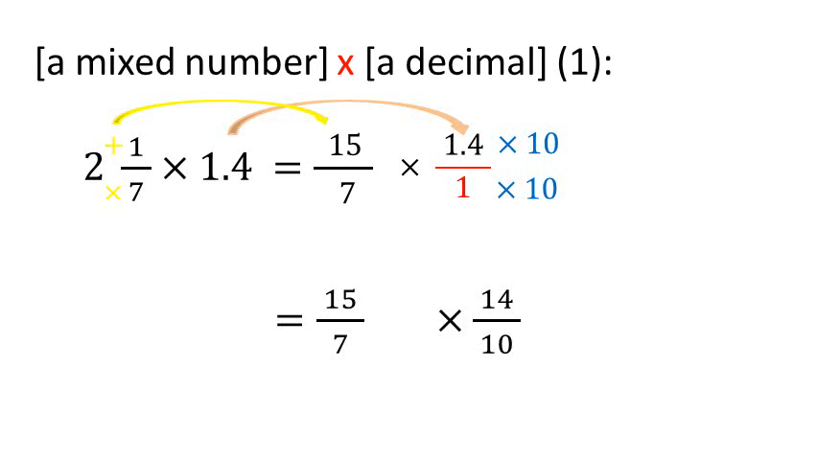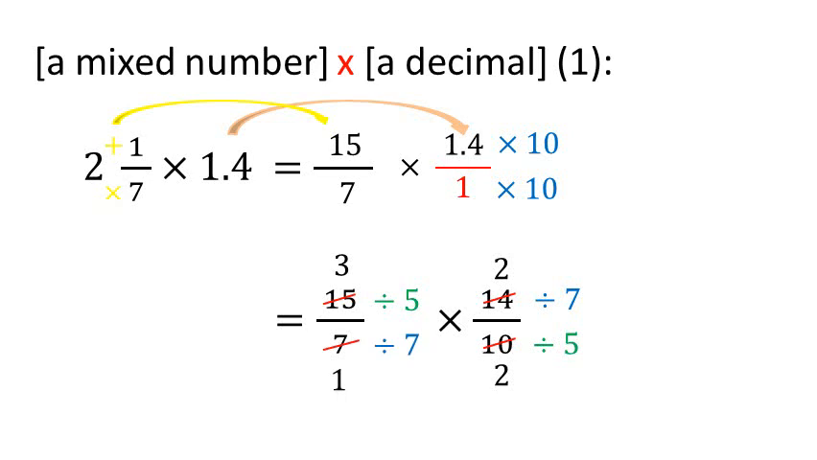Now check the numerators and denominators. We can see that the numerator 15 and the denominator 10 have a common factor of 5. So you can divide 15 by 5 and you get 3. And 10 divided by 5, you get 2. We see the numerator 14 and the denominator 7 have a common factor of 7. You can divide 14 by 7 and you get 2. And 7 divided by 7 for the denominator becomes 1.